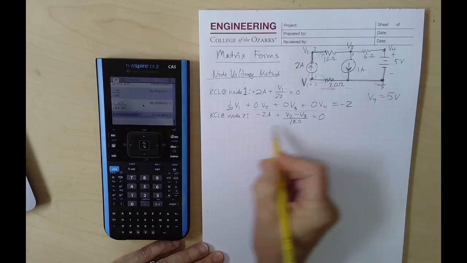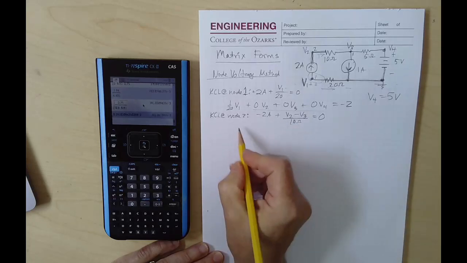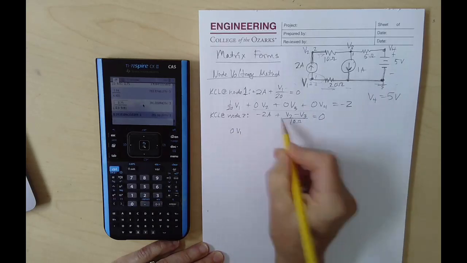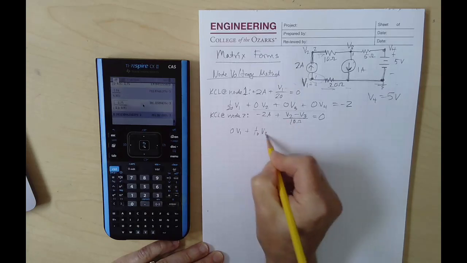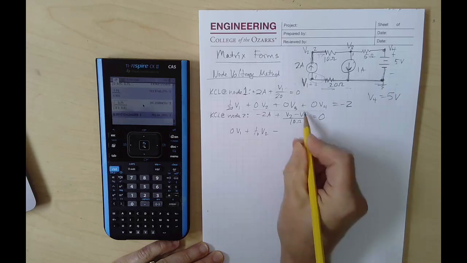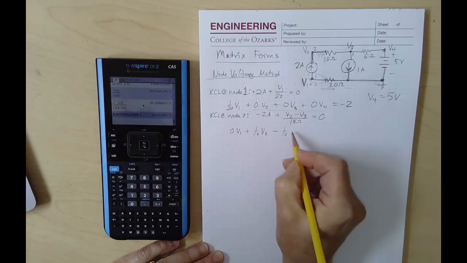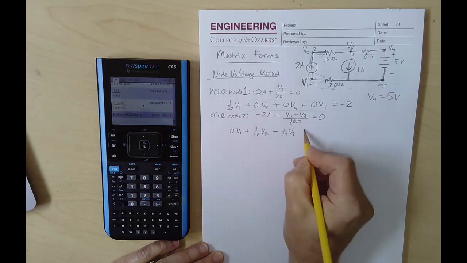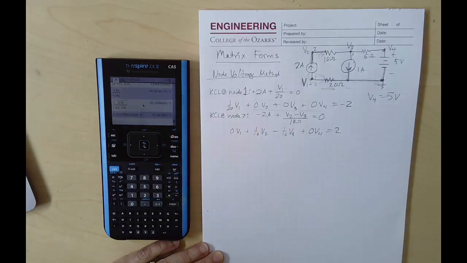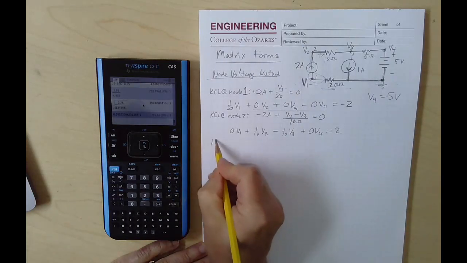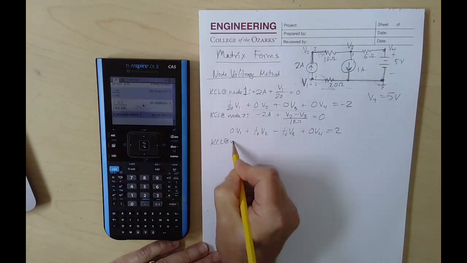So again, we can write it in the form to put in the matrix. We're going to have 0 V1, no V1s in this equation, plus 1/10 V2, and then we're going to have a minus 1/10 coefficient on the V3. No V4, so 0 V4. And then the 2 comes to the other side as positive now, and so equals 2. All right, continuing on, KCL at node 3.